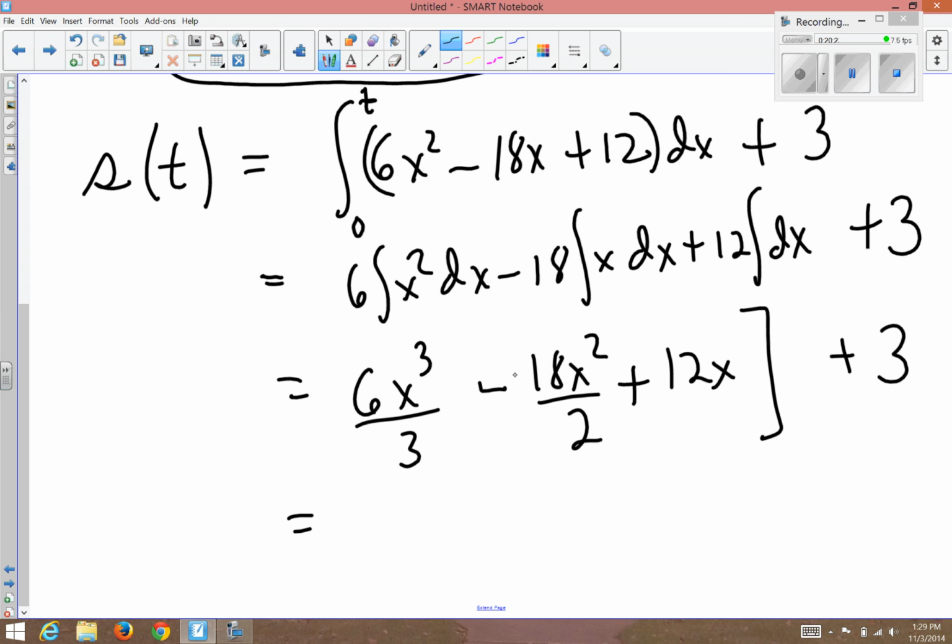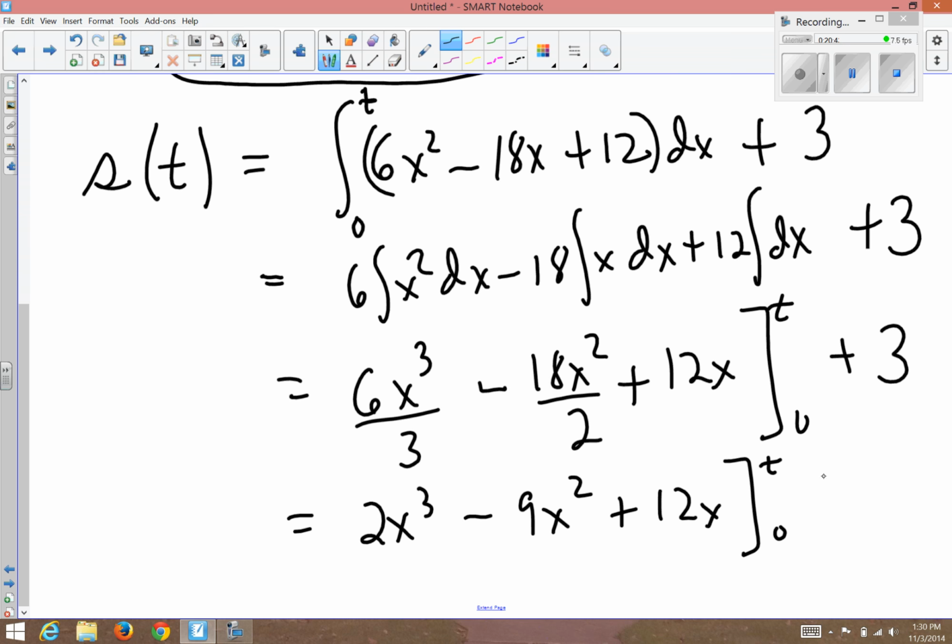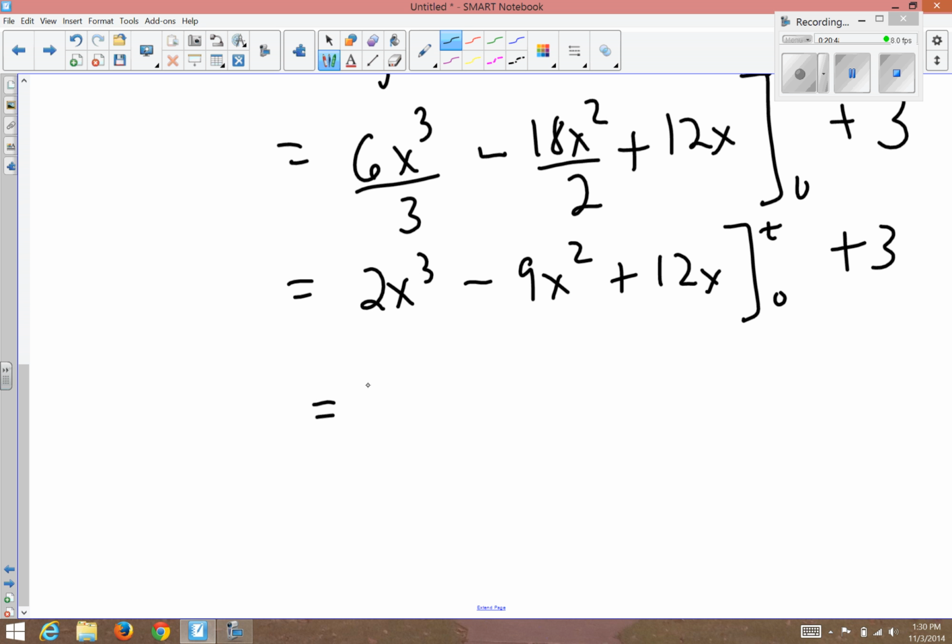So we're going to reduce these, but also there's a t there and a 0 there. So this means I'm going to reduce these. That's 2x cubed minus 9x squared plus 12x. The bracket that we use instead of the plus c means replace all the x's with t's. That becomes 2t cubed minus 9t squared plus 12t minus, then replace all these x's with zeros. That'll be 0 minus 0 plus 0.